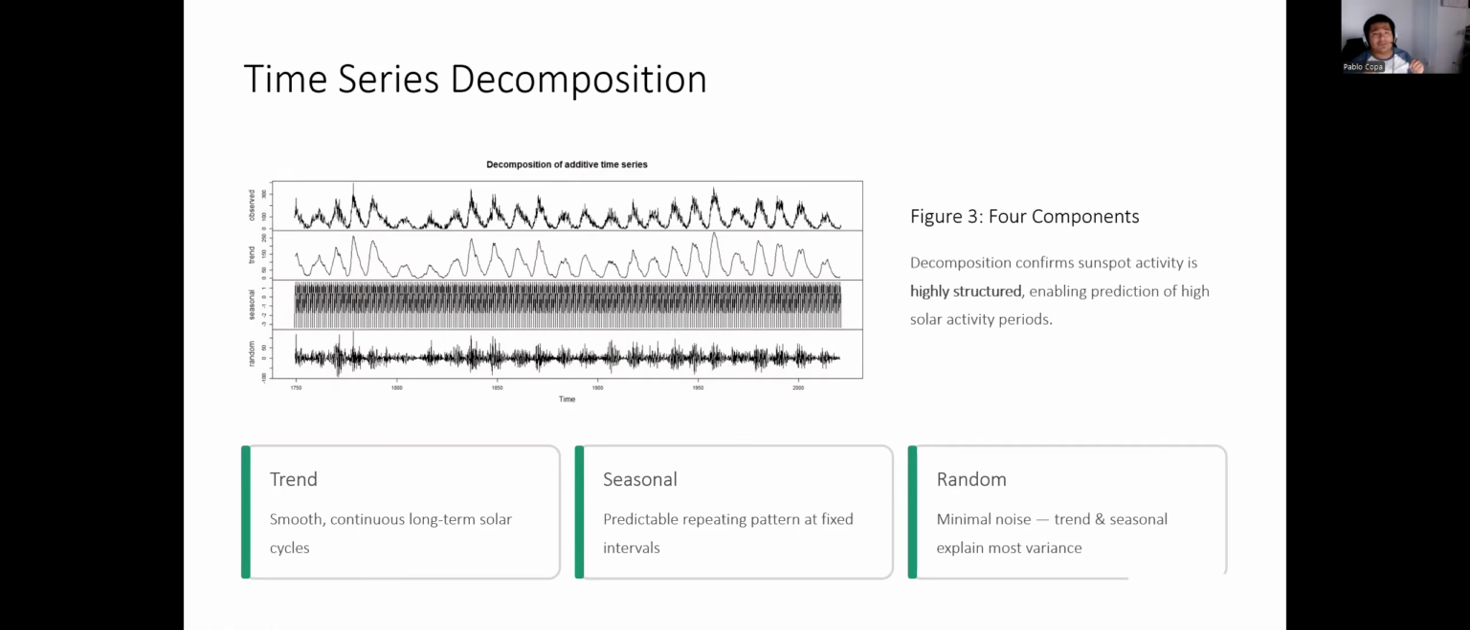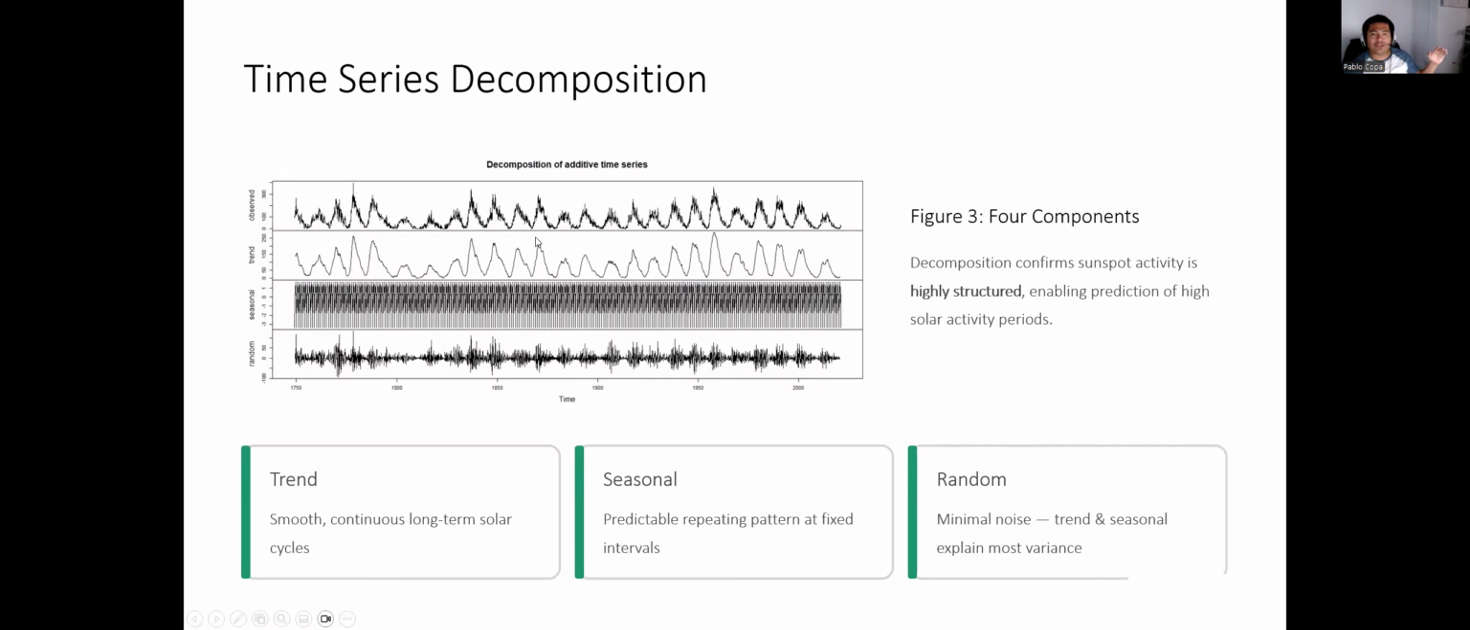Time series decomposition. In this slide, I use time series decomposition to break the sunspot data into different parts. The decomposition separates the data into observed values, trends, seasonal patterns, and random variations. This helped me to understand what was happening inside the time series instead of only looking at the full graph.